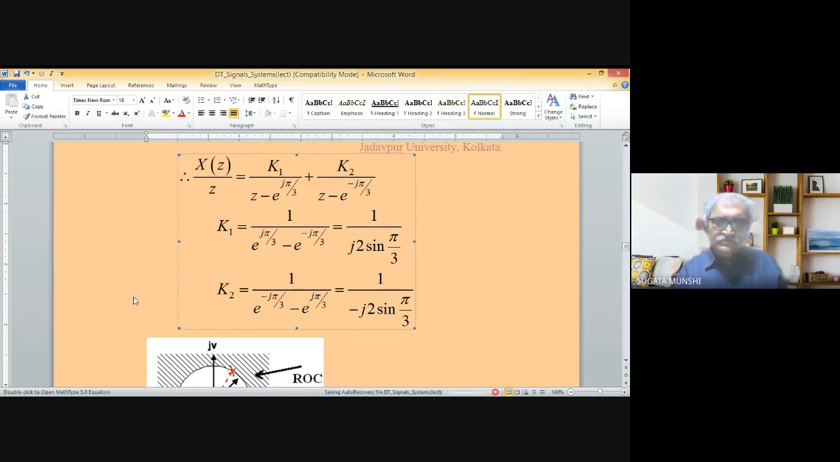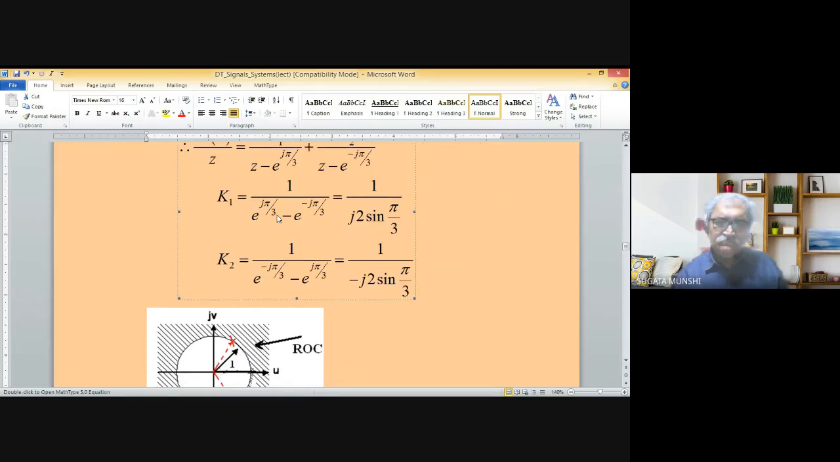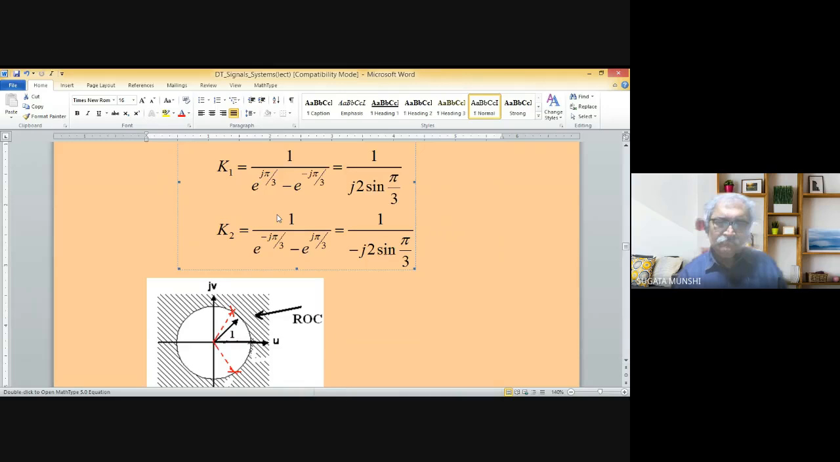So now you have to substitute these expressions in the expression for X(z) by z. Then cross multiply with z to get the partial fraction expansion of X(z). These are the locations of the poles. This angle is 60 degrees or pi by 3 radians. This is minus pi by 3.